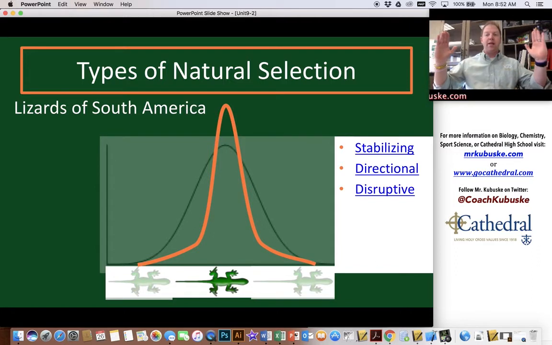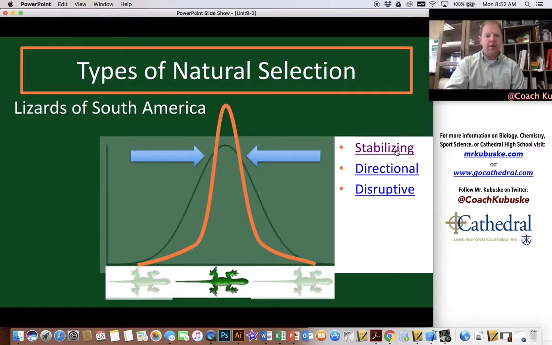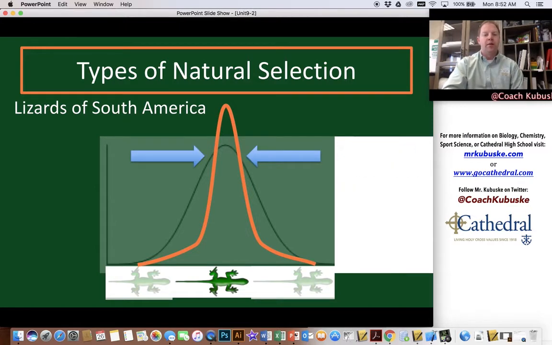And so what we start to see is that the bell curve shrinks and gets pointier at the top because more and more of the population is moving towards that average size. So this is known as stabilizing selection, okay, where we move towards the middle. All right, let's look at another example.